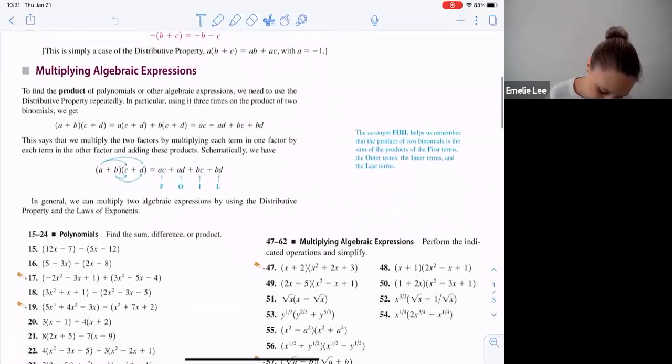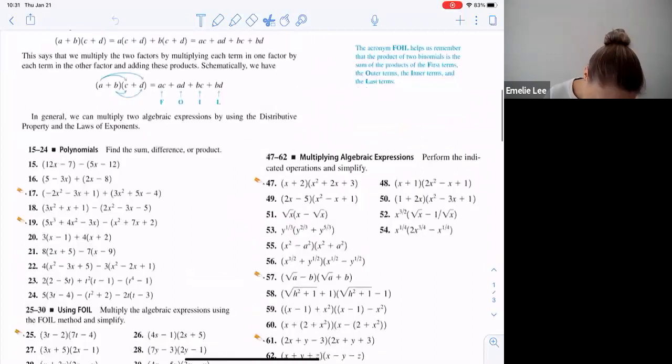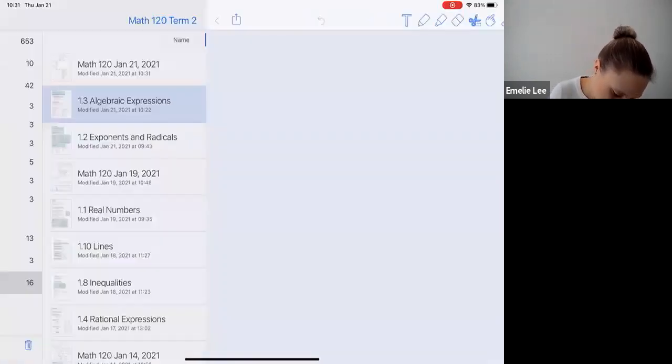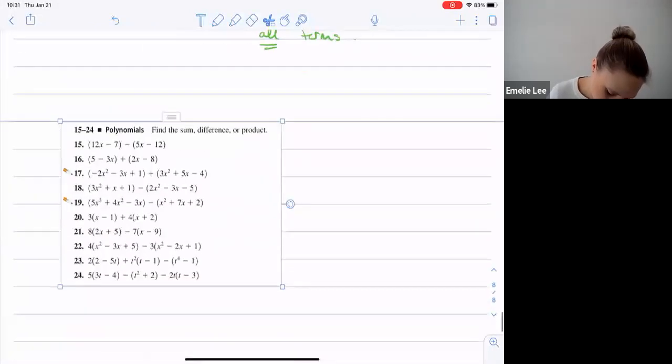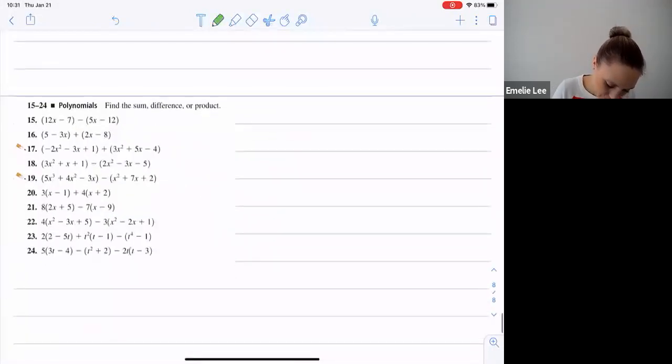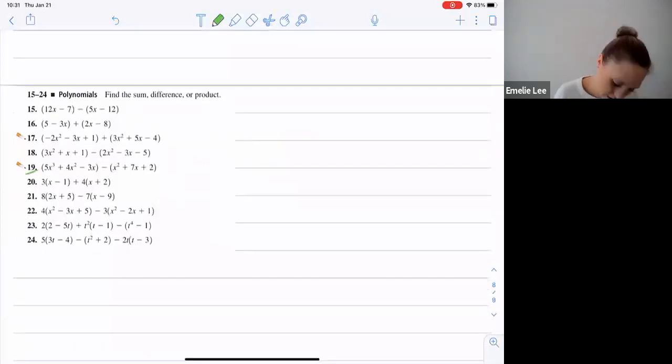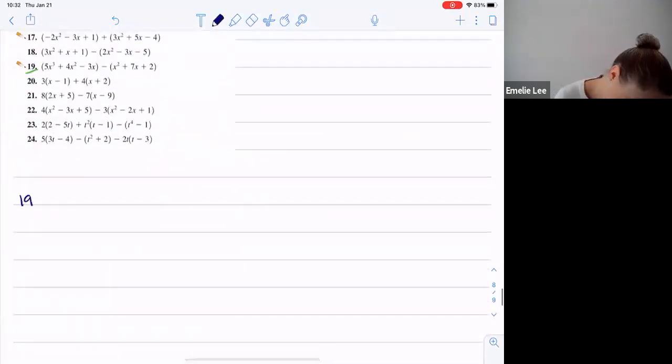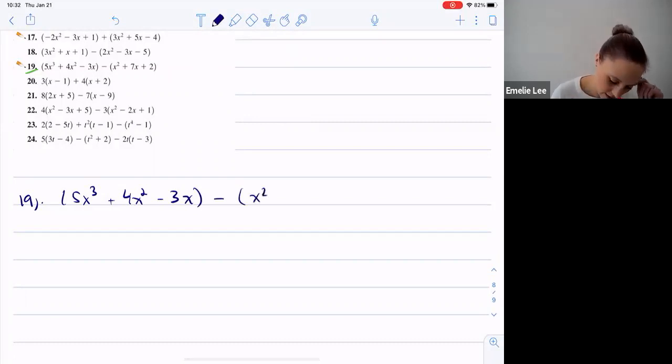Let's see here. I'll bring some of these in here. Let's do 19. Wrong color, that's okay. So 19, I'm gonna need more room than that, aren't I? Put it down here. 19 says 5x to the 3 plus 4x squared. Oops, that doesn't look like a squared. Minus 3x minus, and then in brackets, x squared plus 7x plus 2.